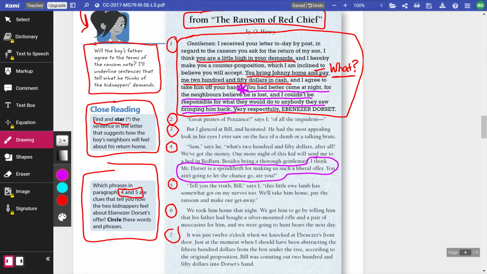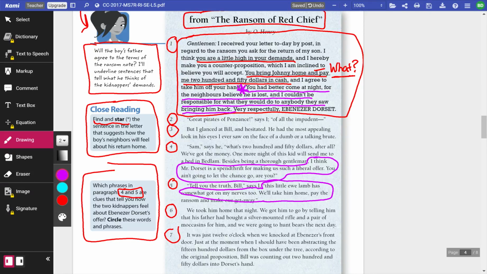"Tell you the truth, Bill," says I. "This little ewe lamb has somewhat got on my nerves too. We'll take him home, pay the ransom, and make our getaway." The section that is useful to us is right here: this little ewe lamb has somewhat got on my nerves too. We'll take him home and pay the getaway. So Sam is saying that Johnny, the 10-year-old boy, is getting on his nerves as well, and that they're just going to accept the counteroffer and pay the father to take Johnny back. That's the point they're at right now.